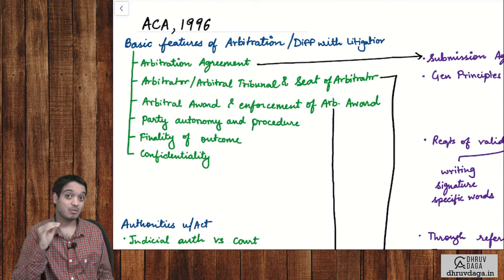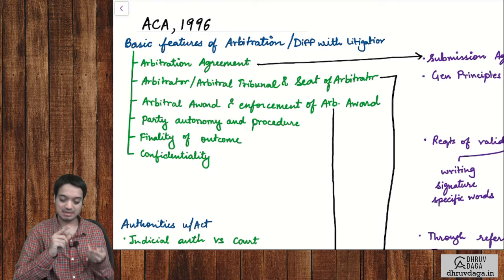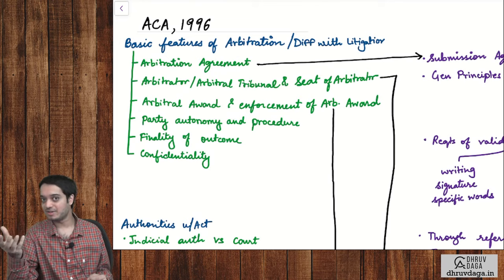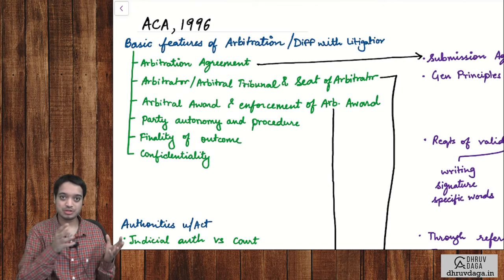Then there are three advantages. The last 3 points are advantages of arbitration, that is, party autonomy, confidentiality, and finality of outcome. Party autonomy means there's a lot of flexibility available to the parties. So parties can choose their own arbitrator or have their own procedure set up.